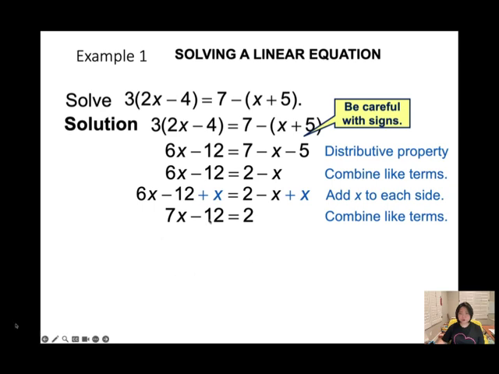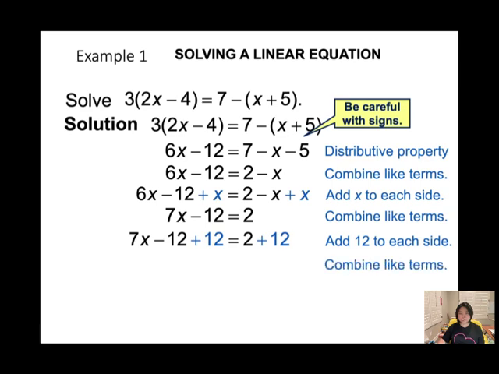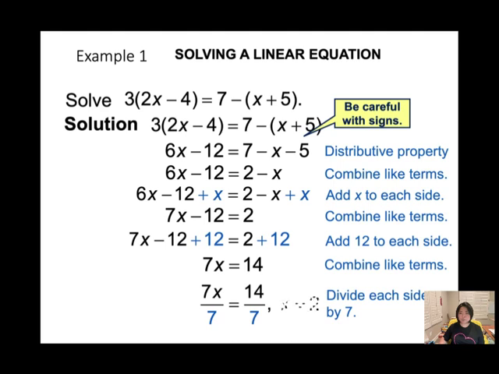Okay, last step here. We're going to combine the constant terms here. So we're going to add 12 to both sides. So you're going to get 7x equal to 14. And then divide by 7 on both sides. You're going to get x equal to 2. Okay, right? This is how you solve a linear equation.